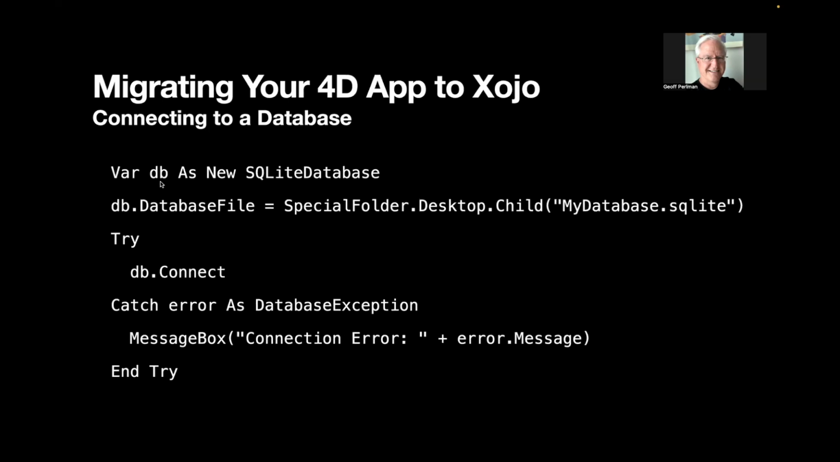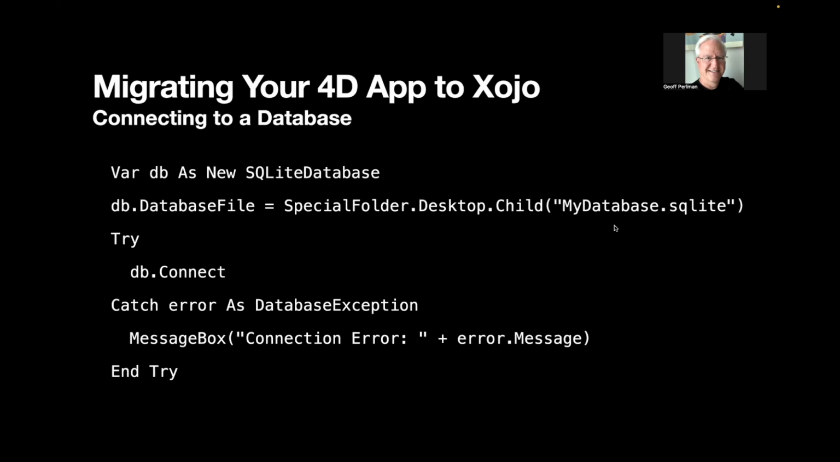So here I'm creating a local variable called DB, and I'm making it a new SQLite database object. And then I'm setting the DB's database file property. That's part of the SQLite database class.